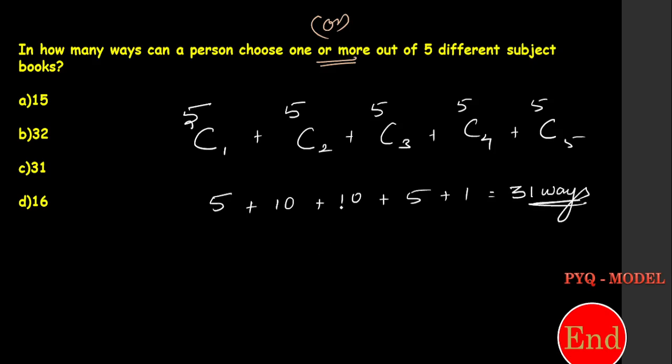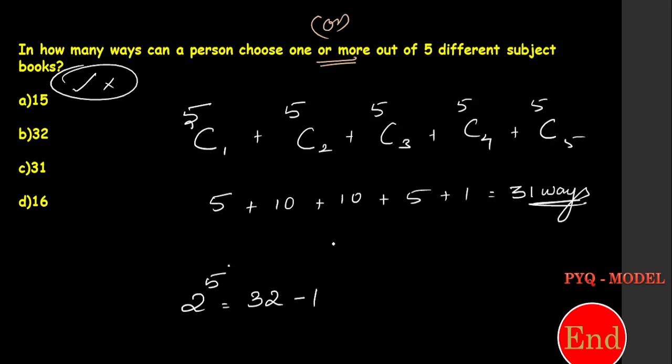Either we can use this method, or totally how many books are there? 5 books are there, right? Each book has 2 options. Either you can select the book or reject the book. So 2 answers, 5 books, 2 power 5. 2 power 5 is what? 32, right? In this, I want to neglect only one option.